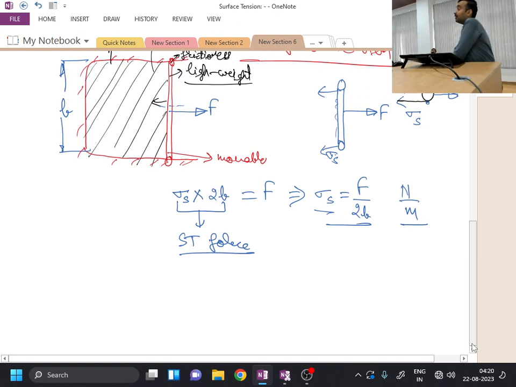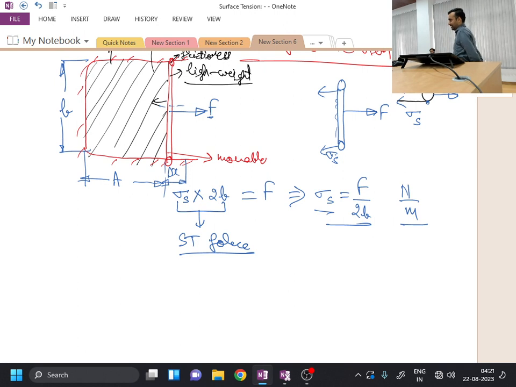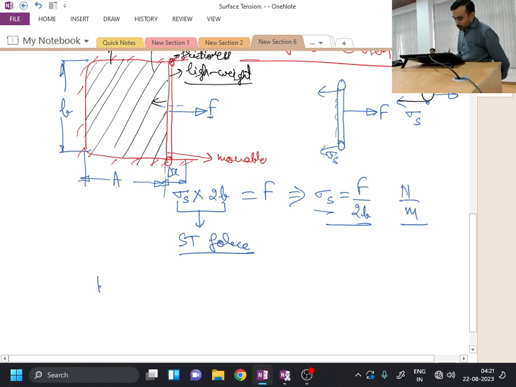Now this is one representation. Another representation can be in terms of area and surface energy. In terms of area and surface energy, consider that this was at area A. Now you have applied force F in such a way that it is displacing through a distance delta x. Our surface is now displacing through some area delta x. So what will be the work done over here?